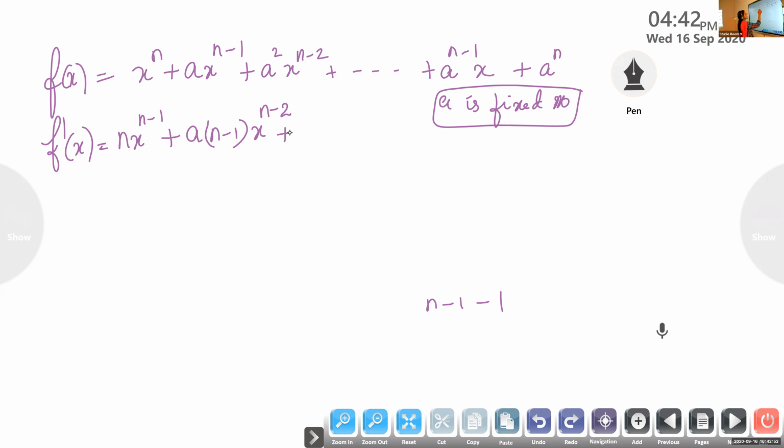Plus a square is constant. a square into, what is the derivative of x raised to n minus 2?